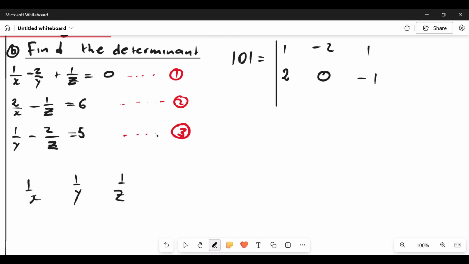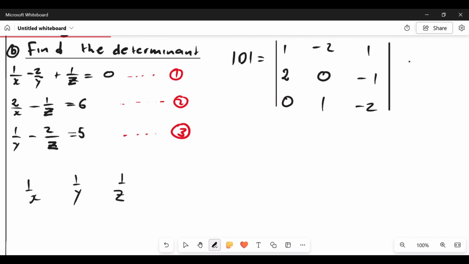Now let's look at the third equation then. Our third equation does not have x. Instead of having x, it has 1 over y and negative 2 over z. So for x, which is our first column, it is going to be 0. For y, we have 1 over y, which is going to be 1. And for z, we have negative 2 over z, which is going to be negative 2. So we have our square matrix here. I hope you are able to understand this, guys. Really, it's not that difficult.